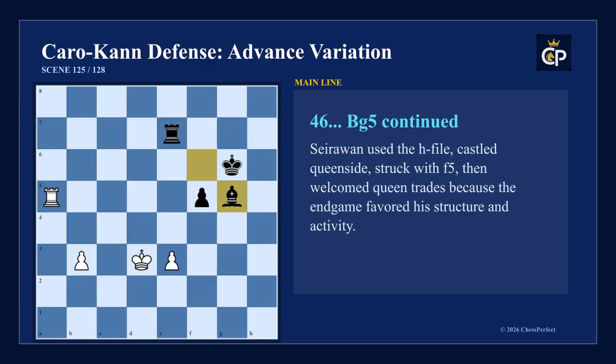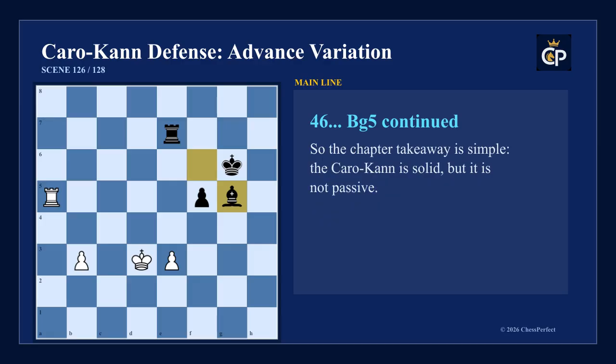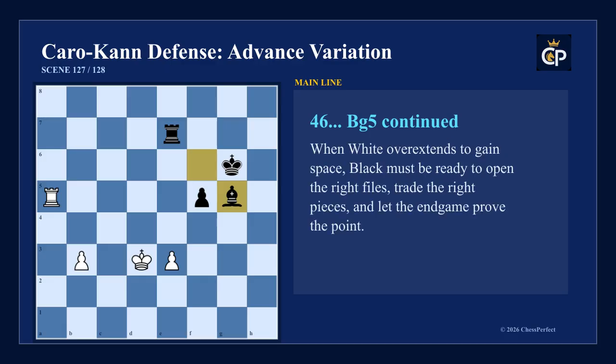Seirawan used the h-file, castled queenside, struck with f5, then welcomed queen trades because the endgame favored his structure and activity. So the chapter takeaway is simple: the Caro Kann is solid, but it is not passive. When White overextends to gain space, Black must be ready to open the right files, trade the right pieces, and let the endgame prove the point.